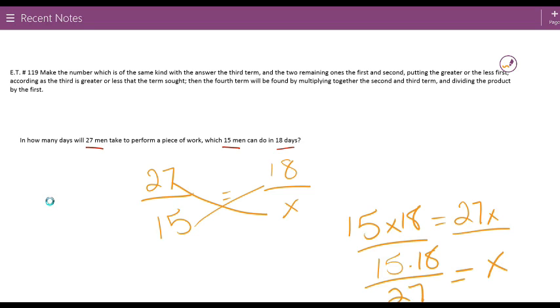You have to take a second and step back and think about what it's actually asking you, because if you were to do this normally, you'd end up with 27, 15, x over 18, and you would be looking at things in the wrong way. You have to think what is actually being asked, because 27 men are working at the same pace as 15 men, so they're going to be working faster, and therefore this number is going to be smaller, so it needs to go in the smaller position.